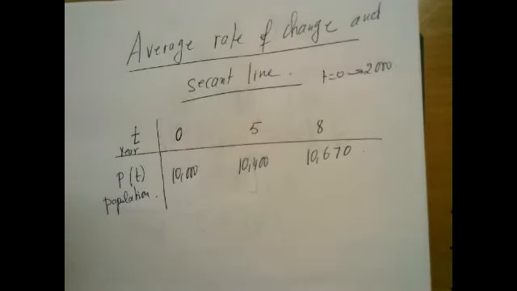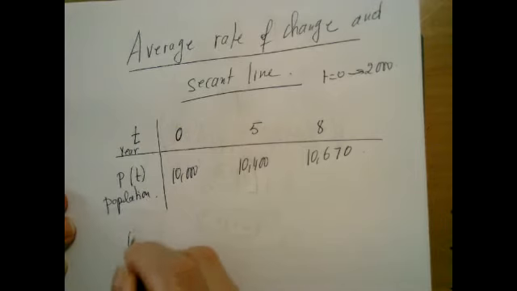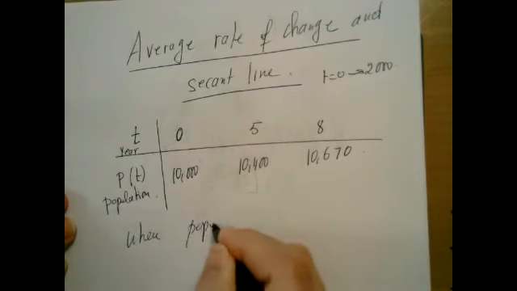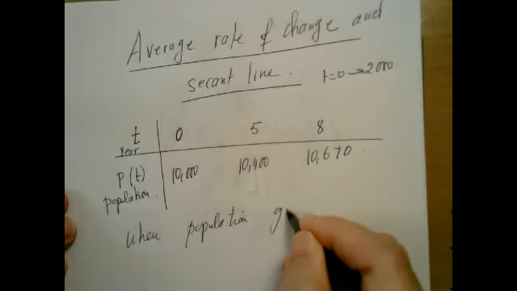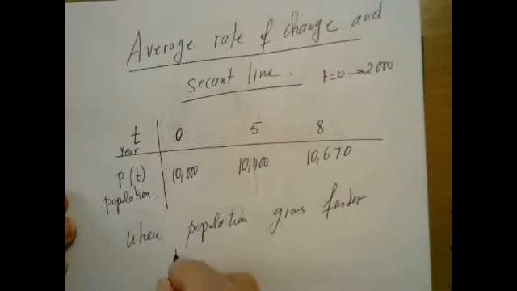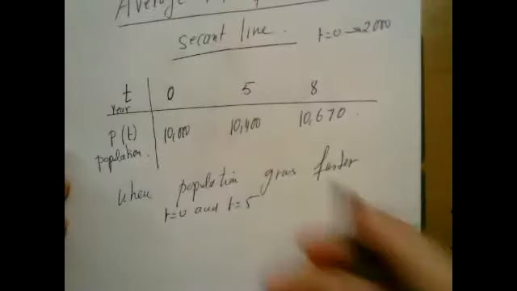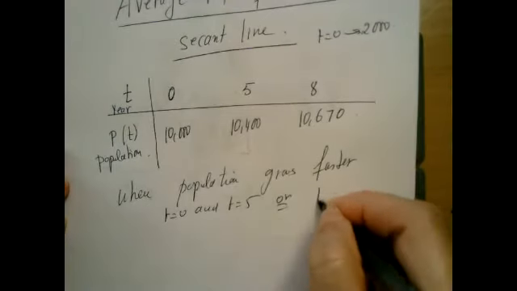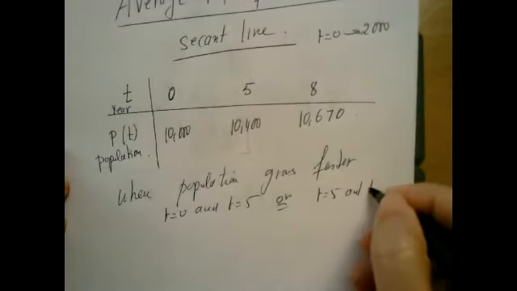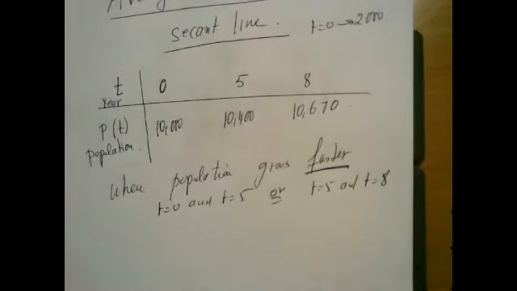And my question is simple. Whenever we have population, we would like to know how fast this population is growing. So my question is, when does the population grow faster? Between t equal to 0 and t equal to 5, or between t equal to 5 and t equal to 8. When was it growing faster? Not growing more, faster. So what would be your answer?